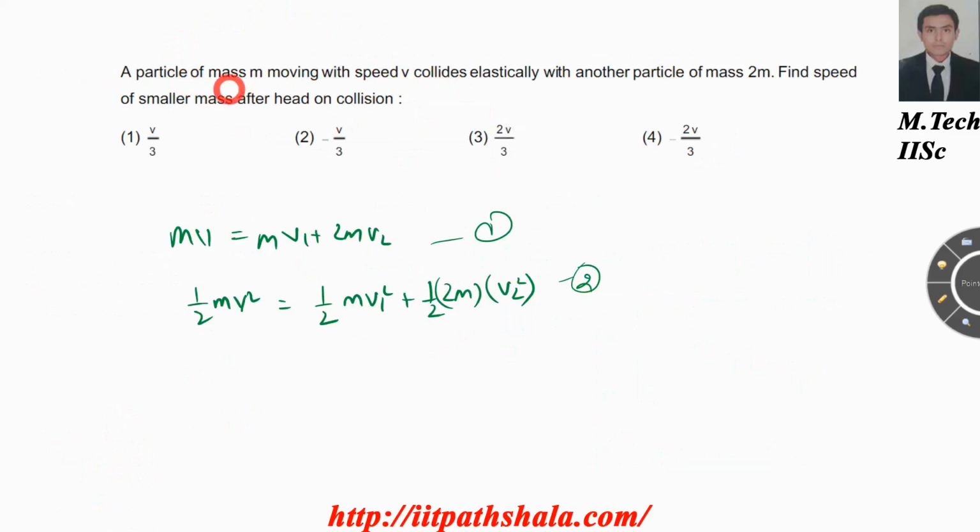A particle of mass m is moving with the speed v. It collided elastically with another particle of mass 2m. Find the speed of the smaller mass after the head-on collision. So it's a basic question of collision. What you can do is, first you have to use the conservation of momentum itself.